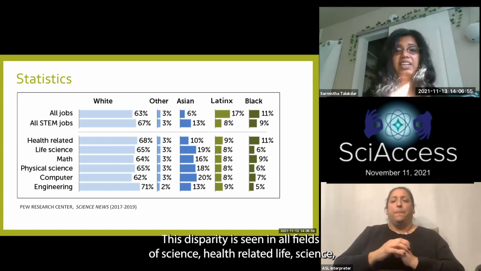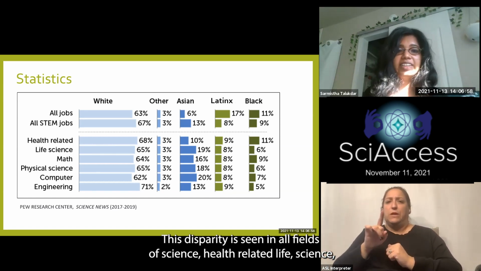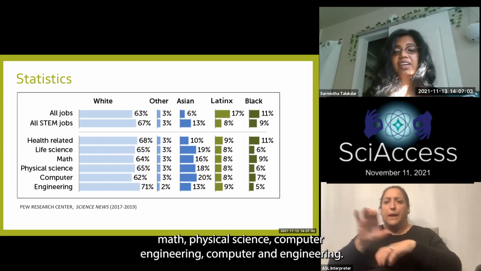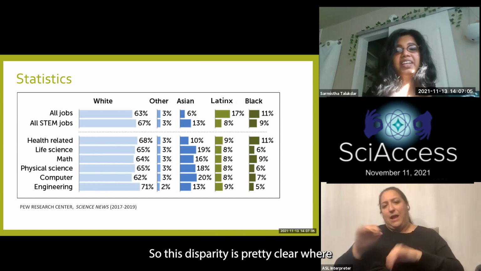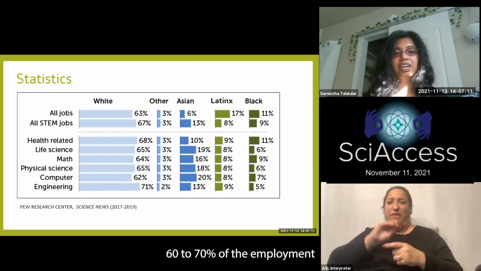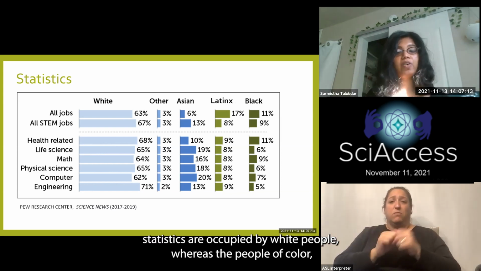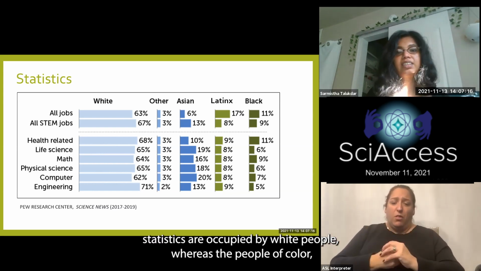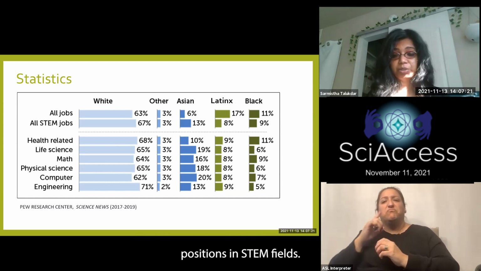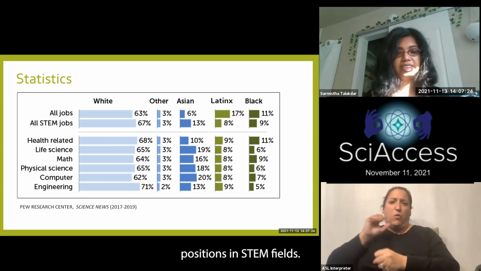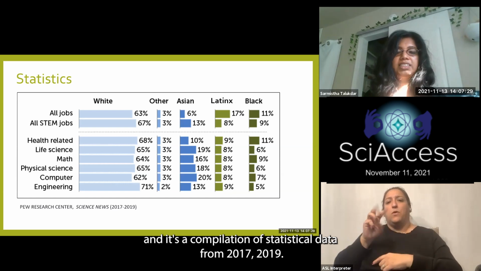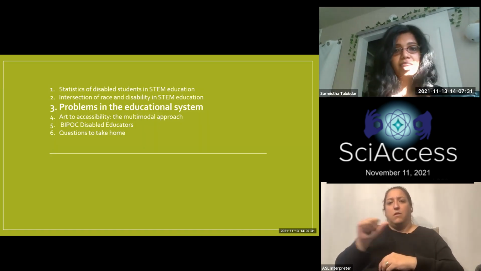This disparity is seen in all fields of science, such as health-related, life science, math, physical science, computer and engineering. So this disparity is pretty clear, where 60 to 70% of the employment statistics are occupied by white people, whereas people of color, Black, Indigenous, and people of color, occupy significantly fewer positions in STEM fields. And this is a graph from Pew Research Center, and it's a compilation of statistical data from 2017 to 2019.